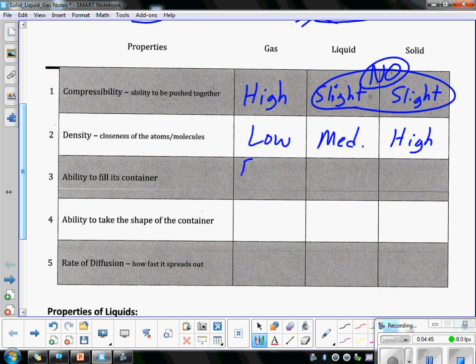Okay, ability to fill its container. Gases are going to expand or compress to completely fill the container.